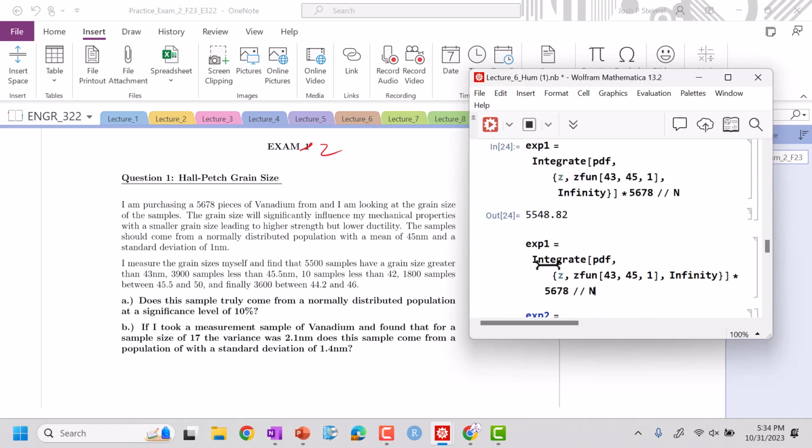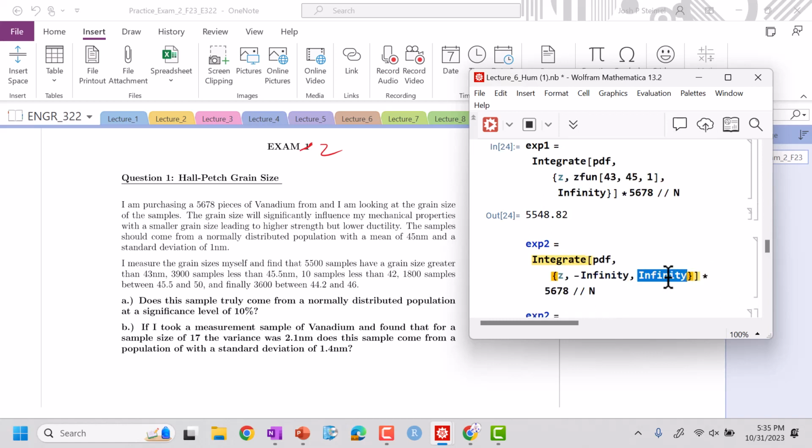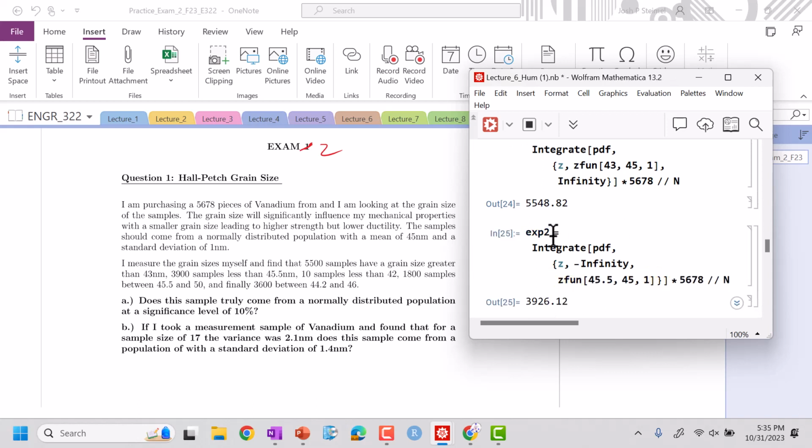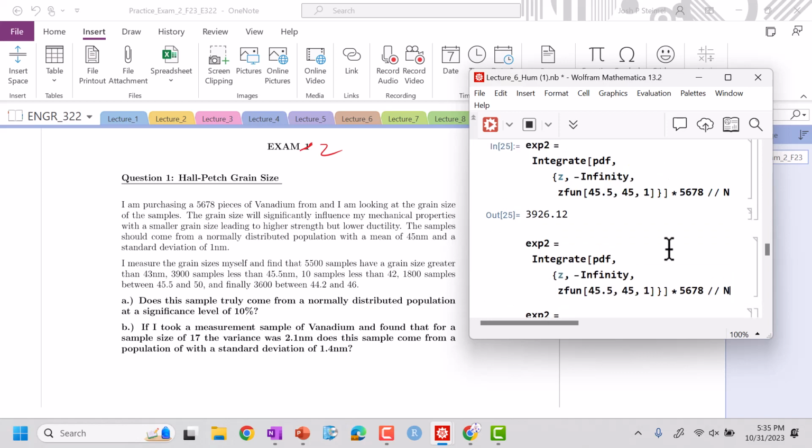Our expected 2, greater than that, less than. So now we're going to go from minus infinity to our z function of our measure less than 45.5, and then we have 45, and then we have 1. Good. And we have our expected 3.